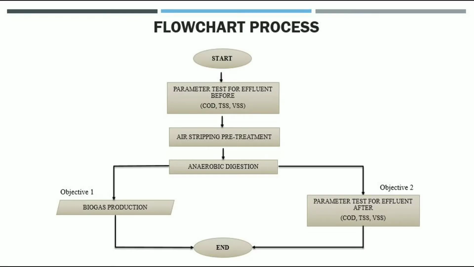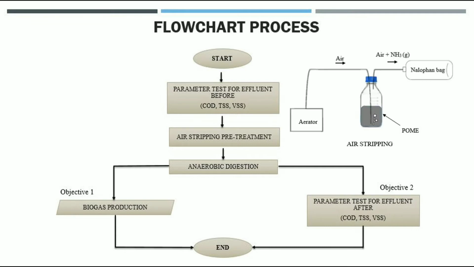Methodology. The ammonia stripping process is based on the mass transfer principle. It is a process in which wastewater is exposed to air in order to strip any ammonia gas present. In this experiment, the sample collected from the anaerobic pond at Felda Lepar Hilir palm oil mill was first tested for its COD, VSS, and TSS. Then, the air stripping process was conducted by filling the glass bottle with 500 ml of raw POME. The glass bottle was then connected with an elephant bag and aerator using a silicone tube to supply 0.4 liter per minute of air flow rate during the air stripping pretreatment process.